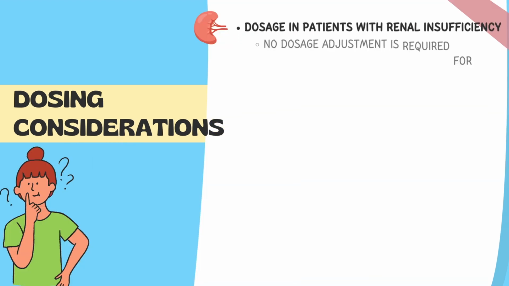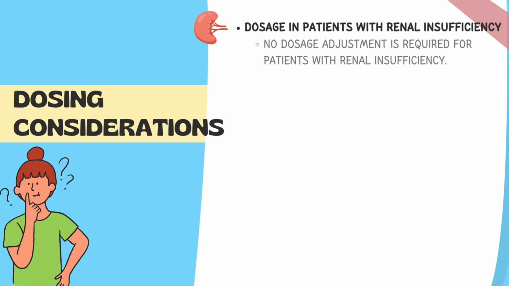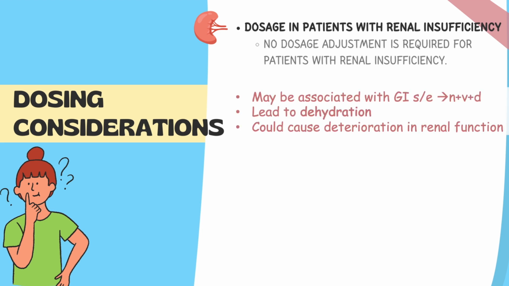Alright, so let's look at some dosing considerations in a little more detail. These are the most common ones, but I highly recommend going through the monograph for more detail. In terms of patients with renal insufficiency, renal insufficiency didn't impact the pharmacokinetics of the drug. So there's no dose adjustment required for those with renal insufficiency. But it does highlight that with Ozempic or semaglutide, it's not recommended in patients with end-stage renal disease. And the reason behind this is that GLP-1 receptor agonists can be associated with gastrointestinal side effects, so nausea, vomiting, diarrhea.